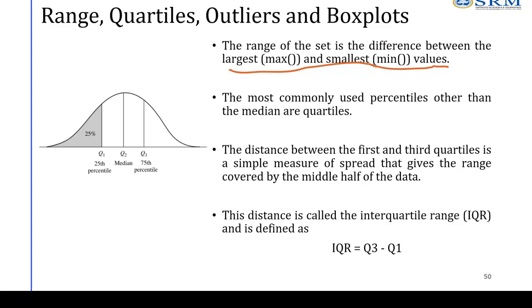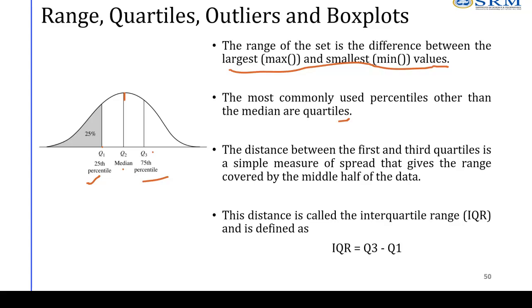The most commonly used percentiles other than the median are quartiles. When you take a curve, maybe this is a bell curve, as I told you in the last video, the link to which I'll give in the description, the middle value will be considered as Q2, which will be the median. Then the 25% of the data will be considered as the 25th percentile or Q1, and the 75th percentile will be considered as Q3. So this is how you divide the set of observations into Q1, Q2 and Q3.